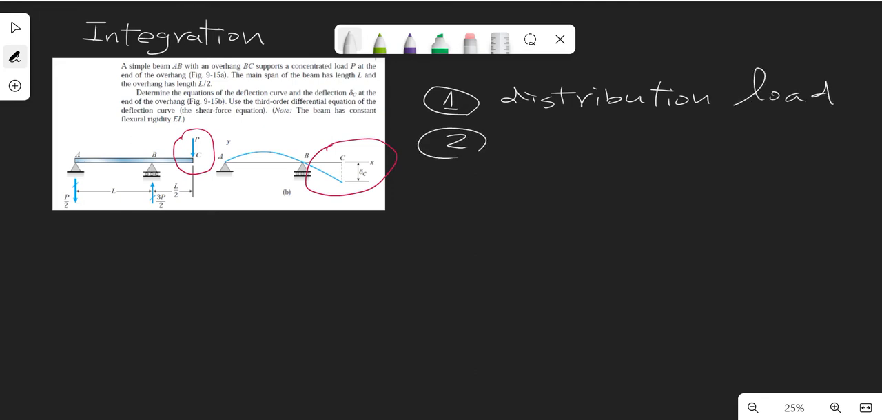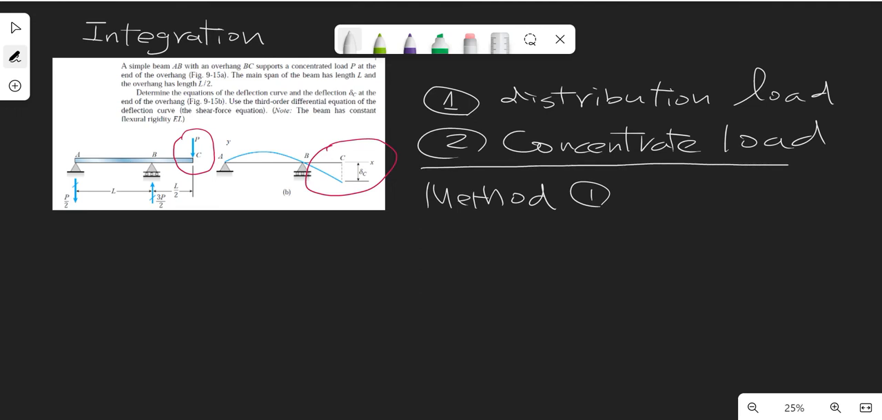I think number one is a distributed load, and the second is a concentrated load. Two types of loading. So two different kinds of loads: one is a concentrated load, another is a distributed load. But the method is almost the same.